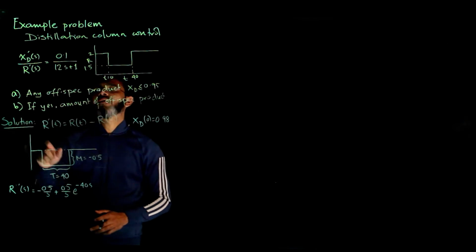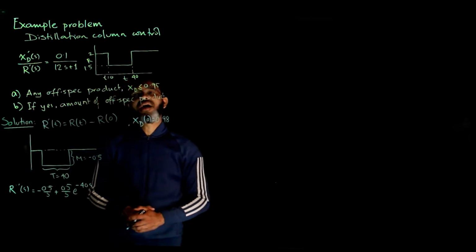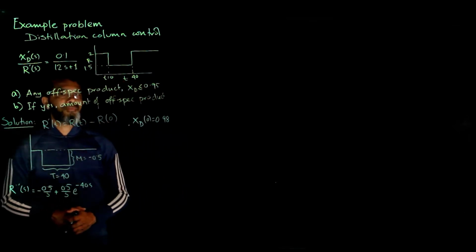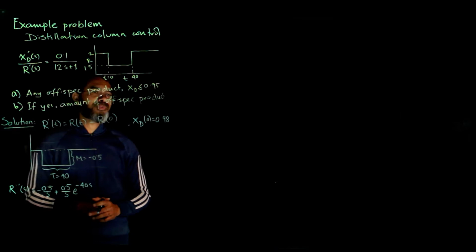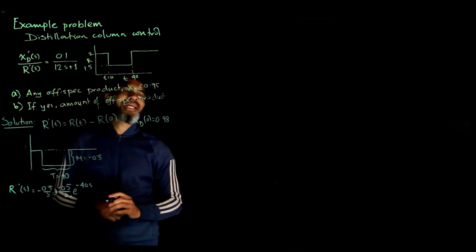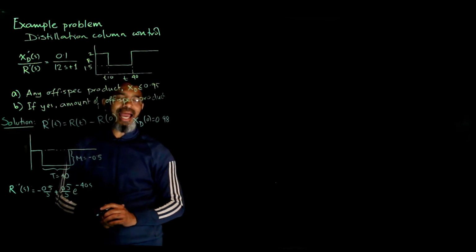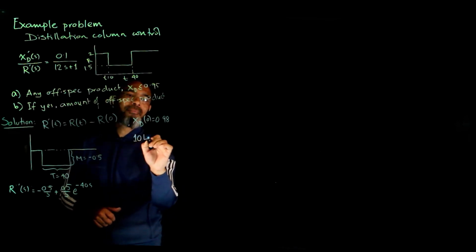The two things you are asked: if xd is equal to or below 0.95, that's what is called off-spec product, and if yes, what will be the amount of the off-spec product? Okay. So we are given the xd naught to be 0.98 and the product rate is 10 liter per minute.